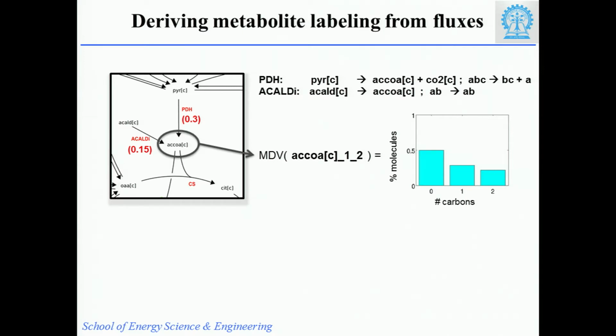What is the atom transition matrix? For example, we have pyruvate forming acetyl coenzyme A and carbon dioxide, and in another reaction we are forming acetyl coenzyme A from acetaldehyde. These two reactions can be written in an atom transition matrix, that is ABC, that is, how many carbon atoms are there in acetyl coenzyme A?